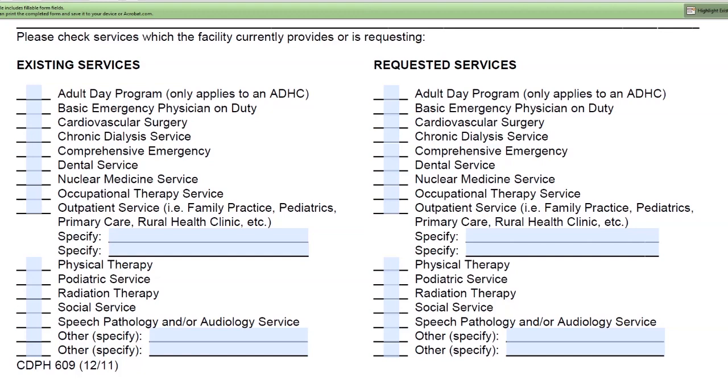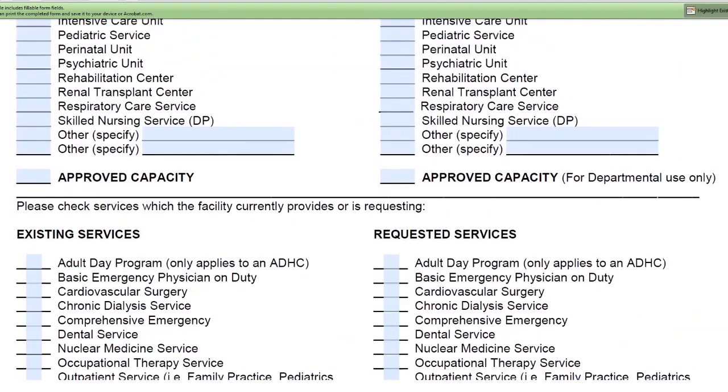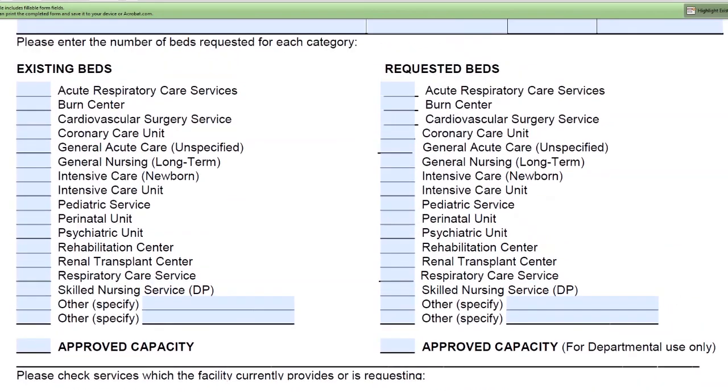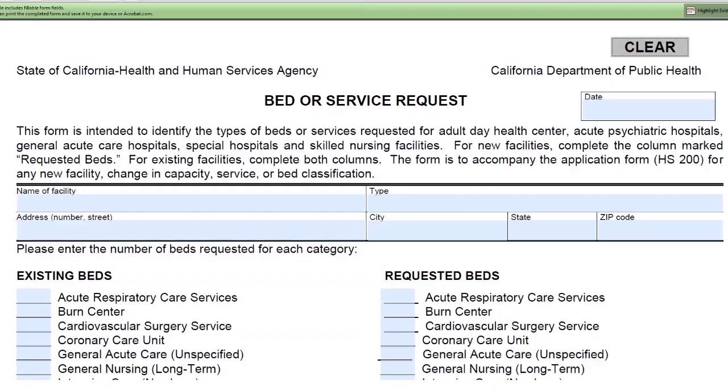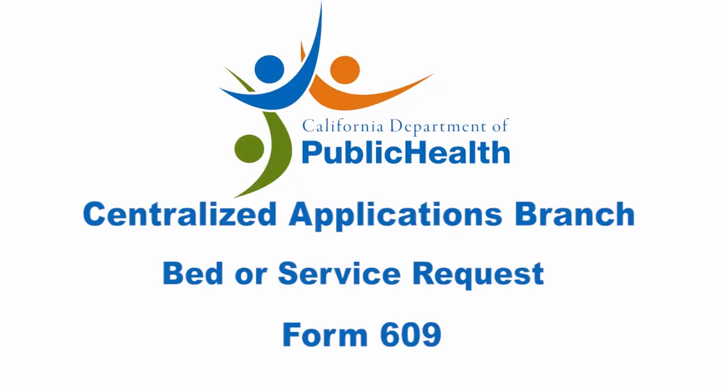If you have any questions on this form, please do not hesitate to contact the Centralized Applications branch for assistance. We are more than happy to help to make the process easier so that you may have more time to do what you do best, which is to provide exceptional healthcare throughout the state of California.